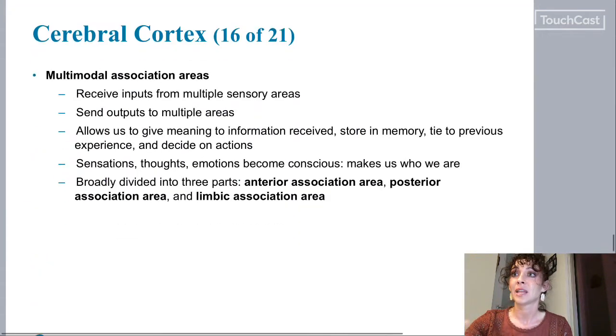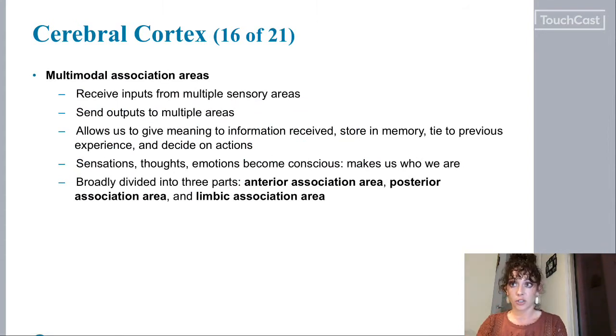Okay, so our multimodal association area receives input from different sensory areas, and it's going to send output to multiple areas as well. This allows us to give meaning to the information that we have received, store it in our memory, and tie it to a previous experience and decide on actions.